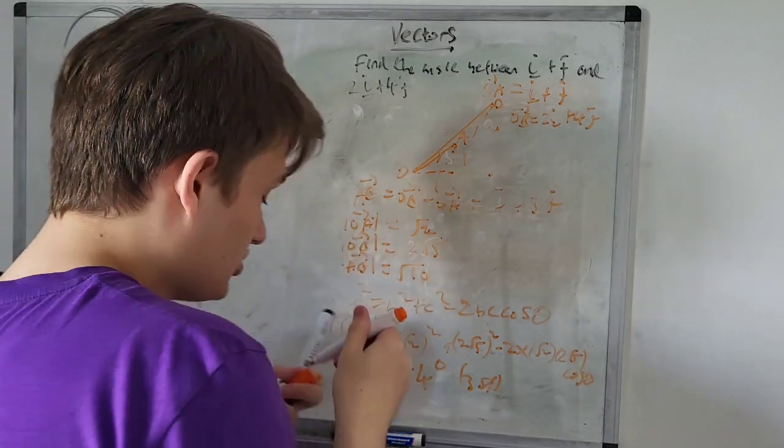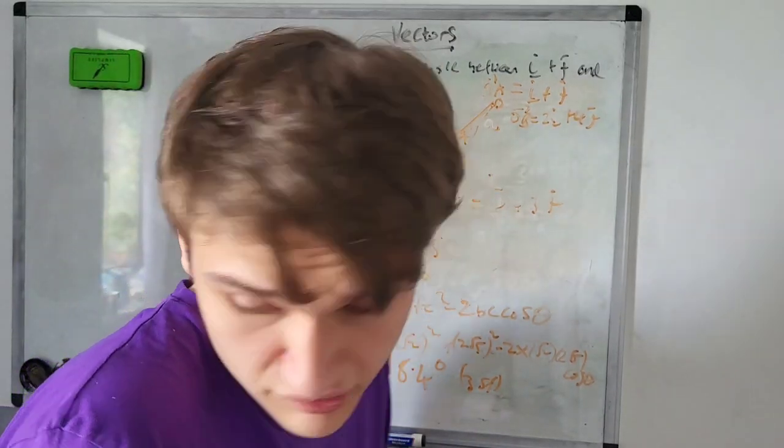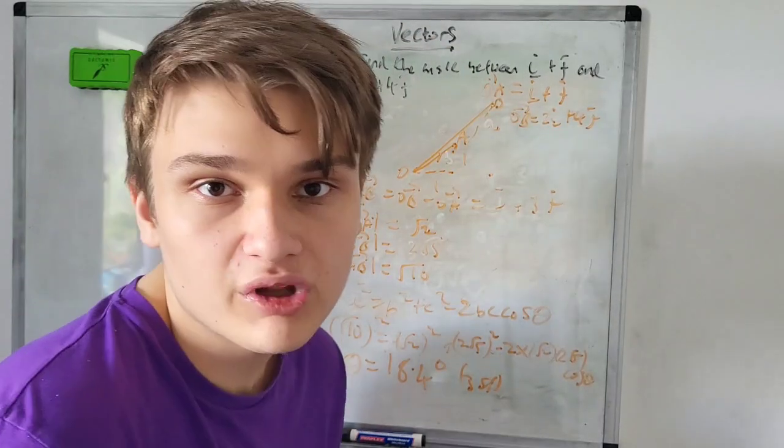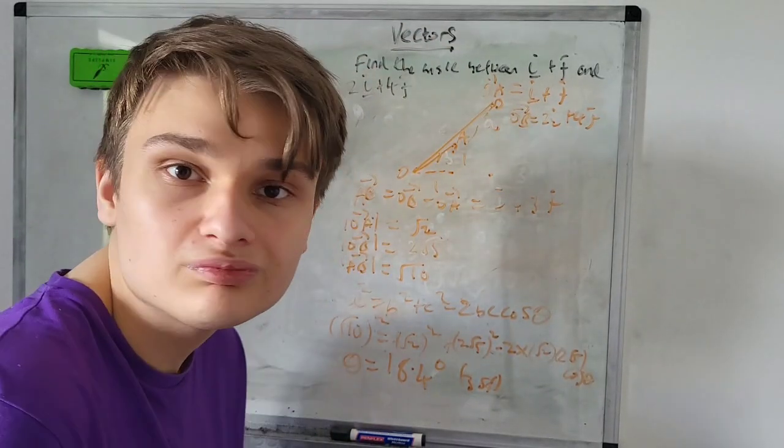So, for the mathematicians out there who are doing A-level maths, there's nothing wrong in using the dot product, but if you're not, then you will have to go ahead and use the cosine rule.